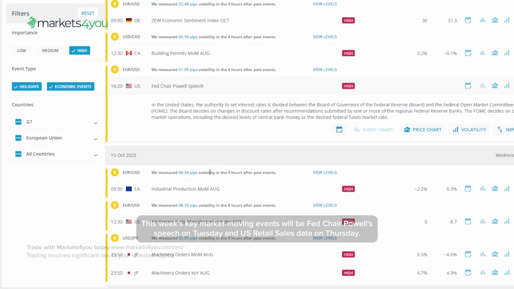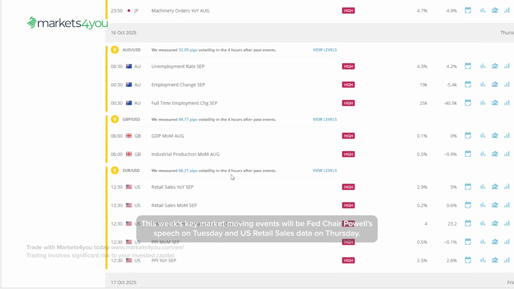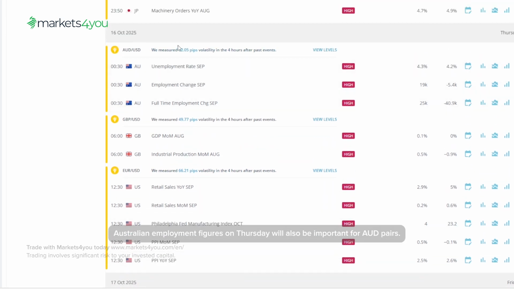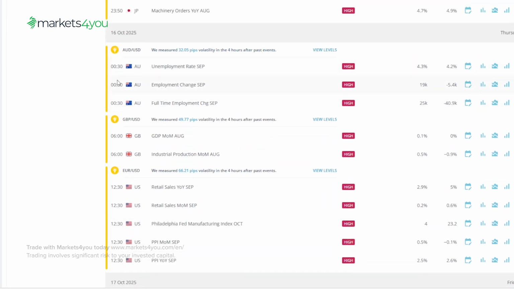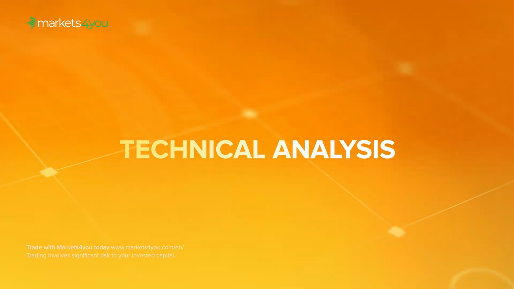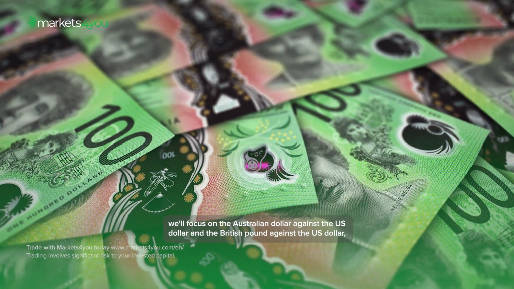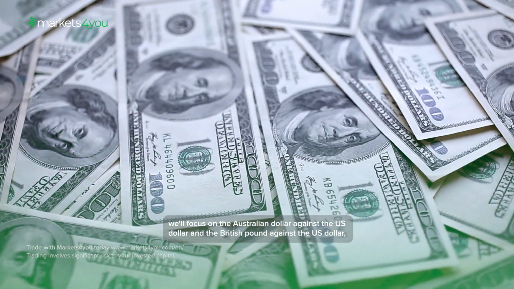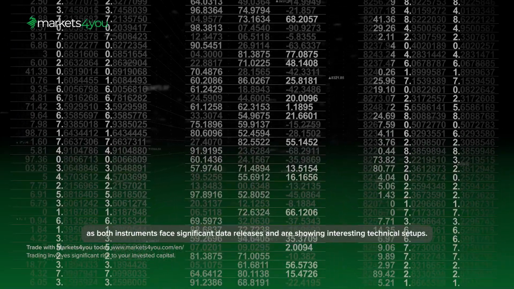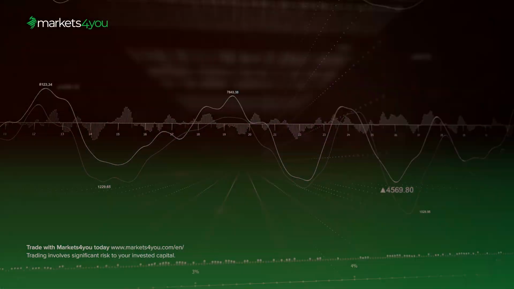This week's key market-moving events will be Fed Chair Powell's speech on Tuesday and US retail sales data on Thursday. Australian employment figures on Thursday will also be important for AUD pairs. Now, let's go to the technical analysis. This week, we'll focus on the Australian dollar against the US dollar and the British pound against the US dollar, as both instruments face significant data releases and are showing interesting technical setups.